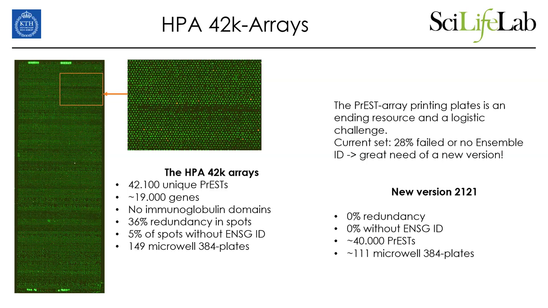It was planned to be something for this year. Unfortunately, we have encountered somewhat different conditions right now. So we have pushed this forward until at least 2021. But we hope at least to have then a new 40K array, maybe with 0% redundancy, and hopefully at least in the beginning with 0% spots without an Ensembl gene ID. And this would then fit in about 111 microwell 384 well plates.